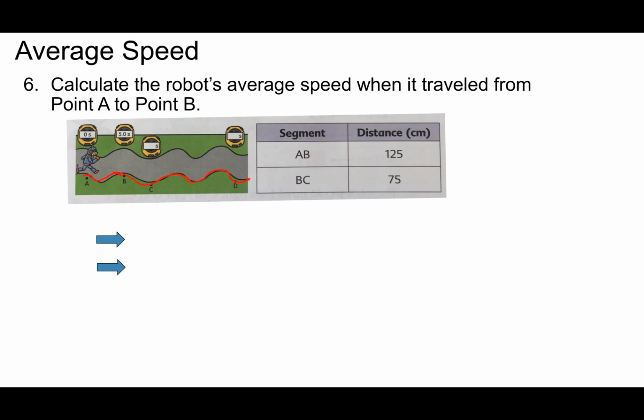So in 5 seconds, he travels 125 centimeters. All right, so we want to know how many centimeters he travels in 1 second. What do I do? Divide by 5. So we're going to get 125 divided by 5, which is 25 centimeters per second.